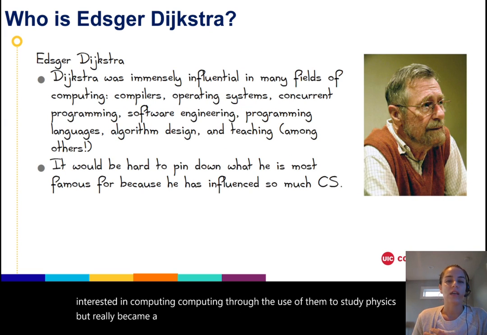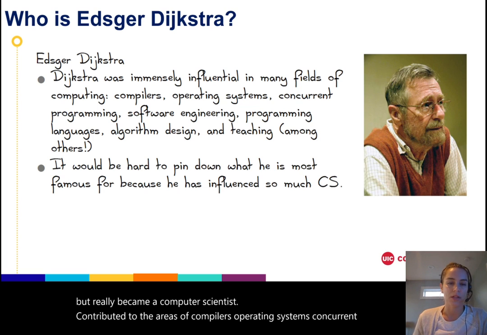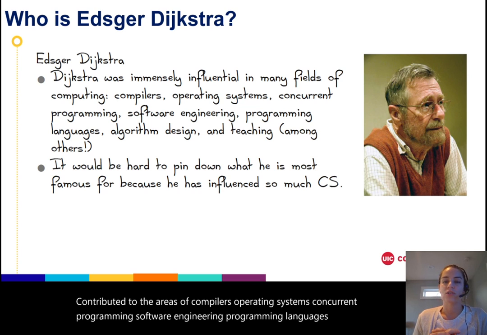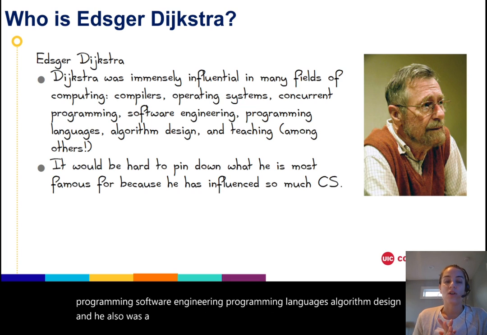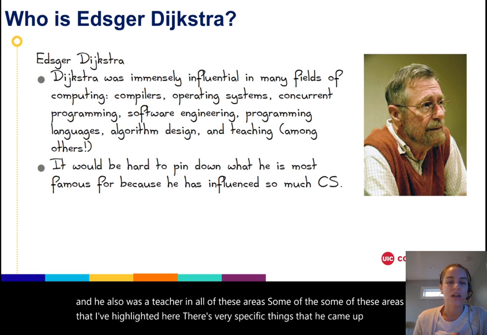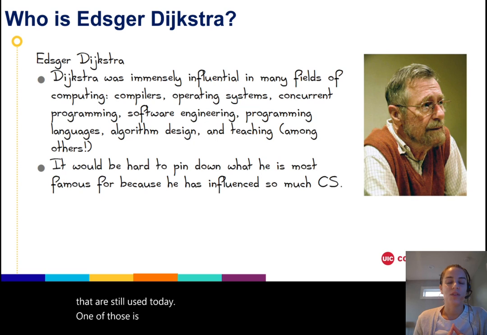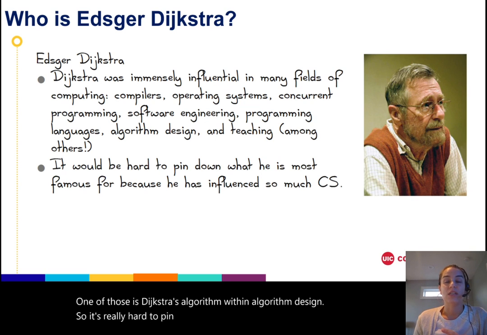but really became a computer scientist. He contributed to the areas of compilers, operating systems, concurrent programming, software engineering, programming languages, and algorithm design, and he also was a teacher in all of these areas. Some of these areas that I've highlighted here, there's very specific things that he came up with and that are still used today. One of those is Dijkstra's algorithm within algorithm design. So it's really hard to pin down what he is most famous for because he's contributed so much.